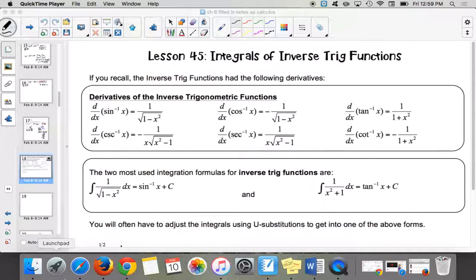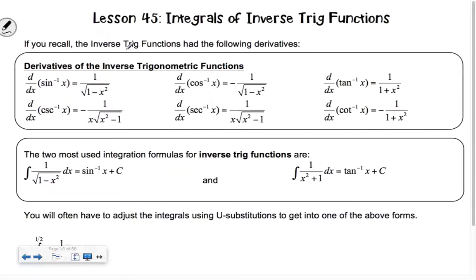So lesson 45 is on integrals of inverse trig functions. We've talked about the derivatives of things like inverse sine of x, inverse tangent of x. You guys memorized inverse sine and inverse tangent, correct? Remember our derivatives drill? So going backwards, we know that the derivative of inverse sine is 1 over the square root of 1 minus x squared. So if I'm integrating 1 over the square root of 1 minus x squared, surprise, it becomes inverse sine, okay?